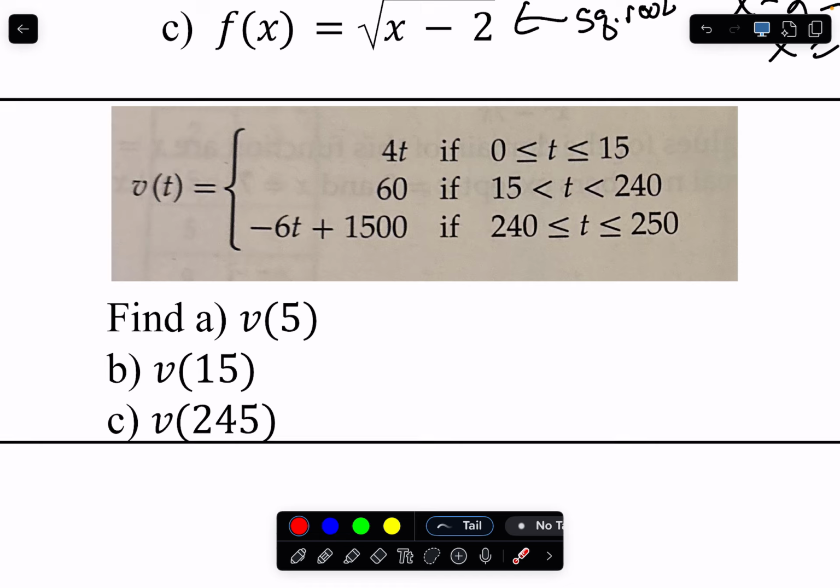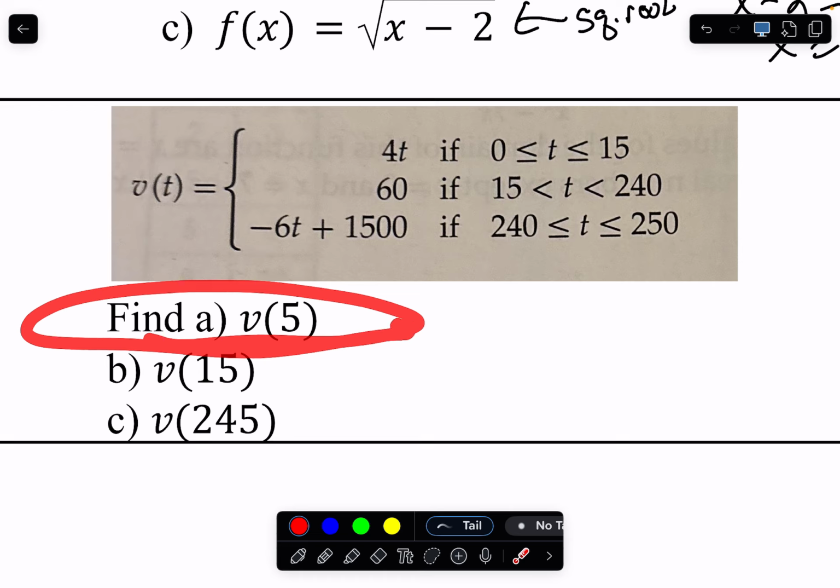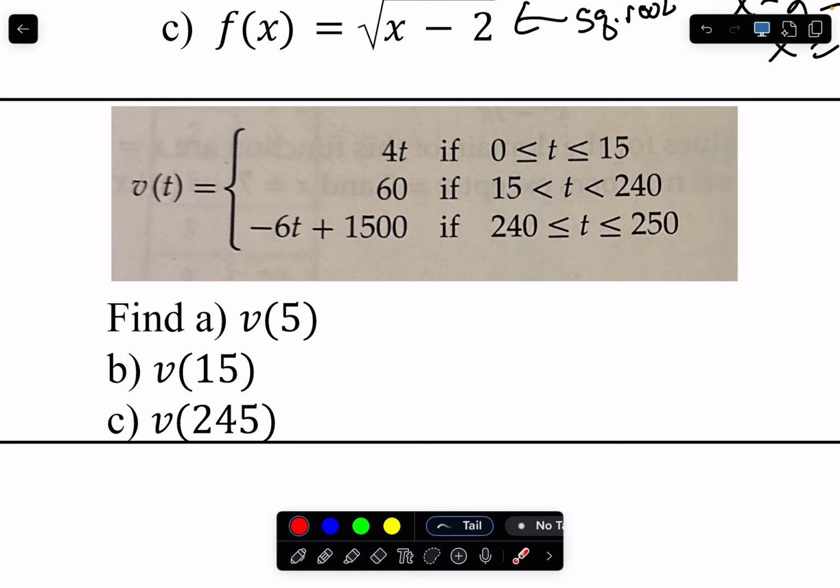Okay, so let's take a look at this first piece. We are inputting 5. Do we input 5 into the first oven, the second oven, or the third oven? The first piece, the second piece, or the last piece? The first one, right? Because it's between 0 and 15, we just do 4 times the input and get 20, and we're done. That's how that function works. I am inputting 5. 5 is only in this type of function. It's a value between 0 and 15. I only plug it in there, 4 times 5, and done.